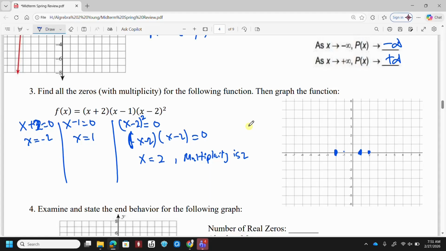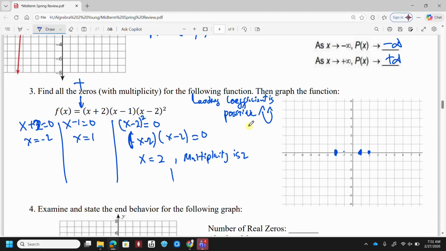So the leading coefficient, we need to know the leading coefficient. So the leading coefficient is positive. Okay, so it's positive, this positive right here. There are no negative signs, so it's positive. So that means the graph is going to be like that. So the two end behaviors kind of go up.